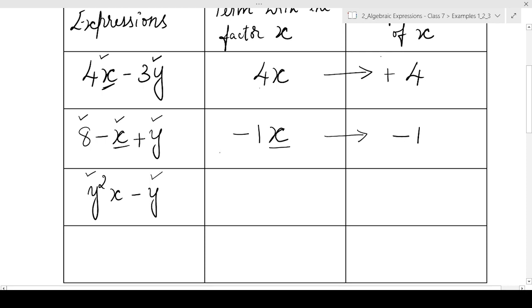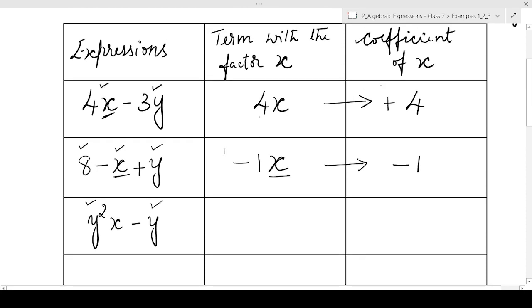And which is that term which has factor x in it? Which is the term which has got factor x in it? The first term has x in it. So which is that factor? y square minus x is the factor which has x in it.